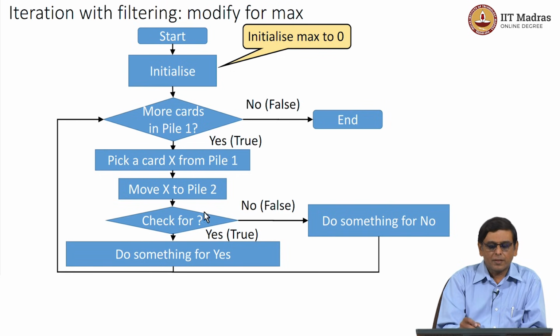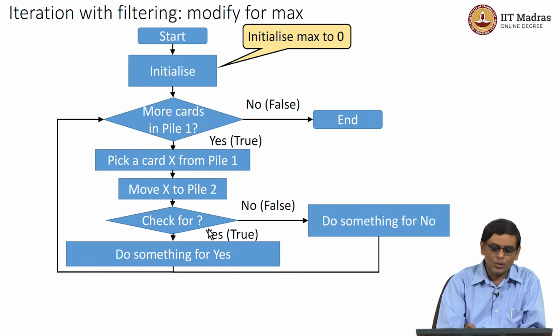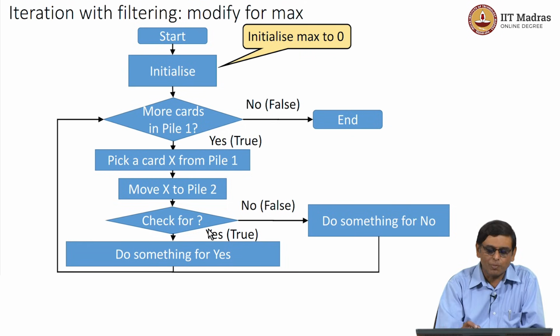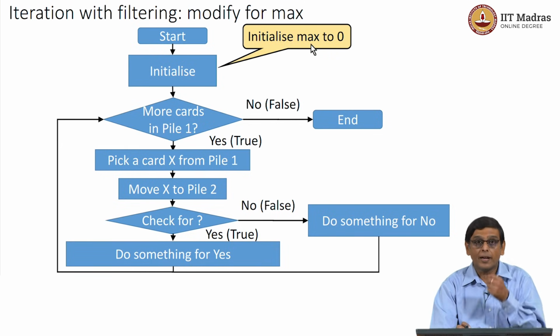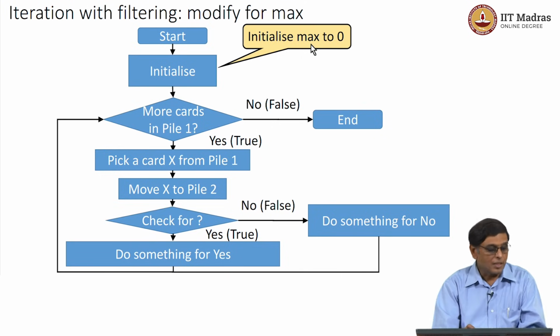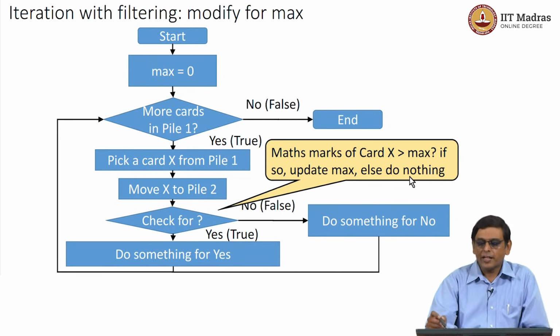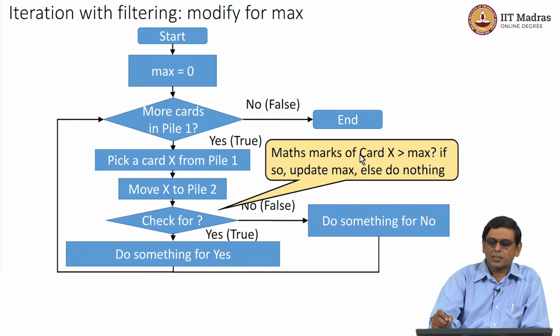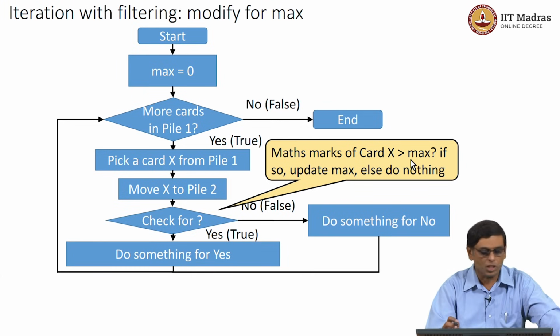Somewhere here, instead of filtering, which means that we are comparing the card with some constant value, we said let us compare the value of the maths marks on this card to the max variable that we have stored, and if the value is less than the max marks, then there is nothing to do, right. On the other hand, if the value of the card x's maths marks is more than max, in that case you update the max value, right. So, that is the procedure that we had done.